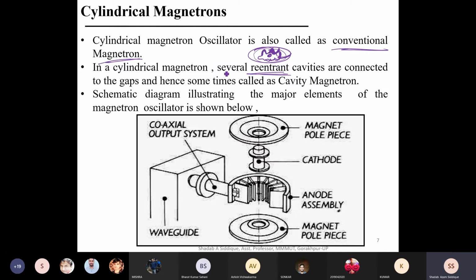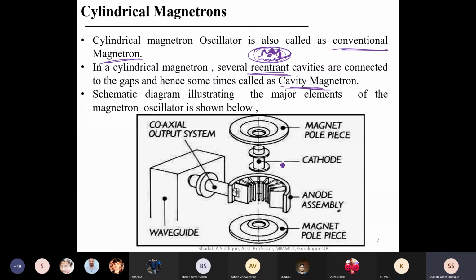In the cylindrical magnetron, several reentrant cavities are connected to the gap, and sometimes it is also called a cavity magnetron. It is a cavity type of structure, with reentrant cavities. One of the cavities is connected to the coaxial output system, which is connected to the waveguide carrying the microwave energy, RF energy.